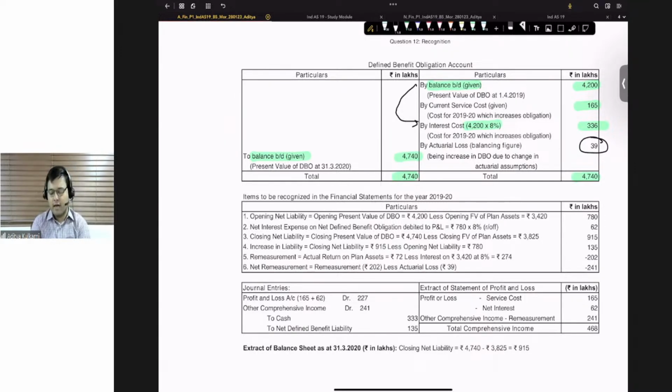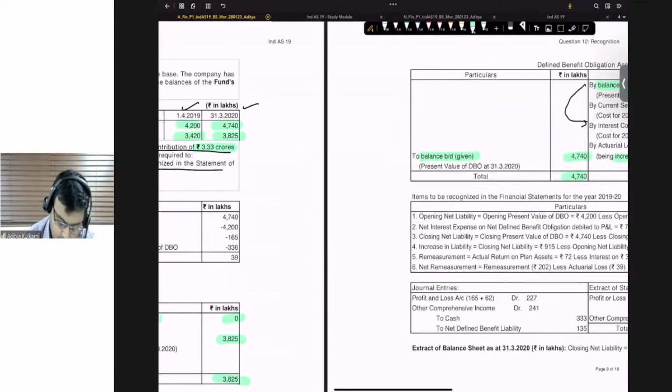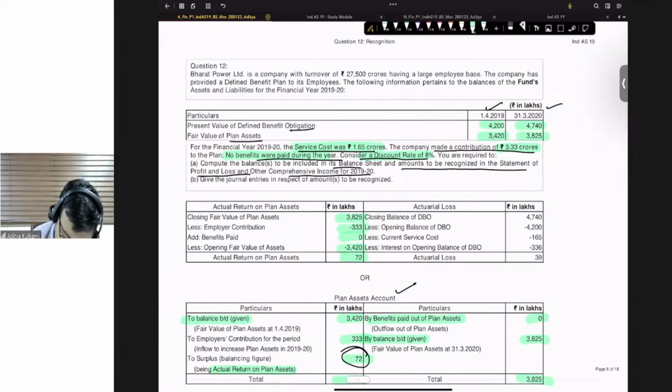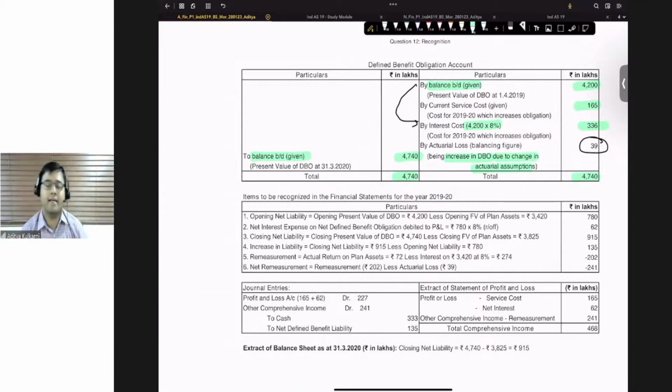I have considered the interest impact also, plan, even after that, the obligation had a shortfall. Had a balancing figure. So that is nothing but actuarial gain or actuarial loss. In this case, it is an actuarial loss because it is an increase in the defined benefit obligation due to change in actuarial assumptions. There is no other case why this amount will increase. Okay, so this gives you 39.